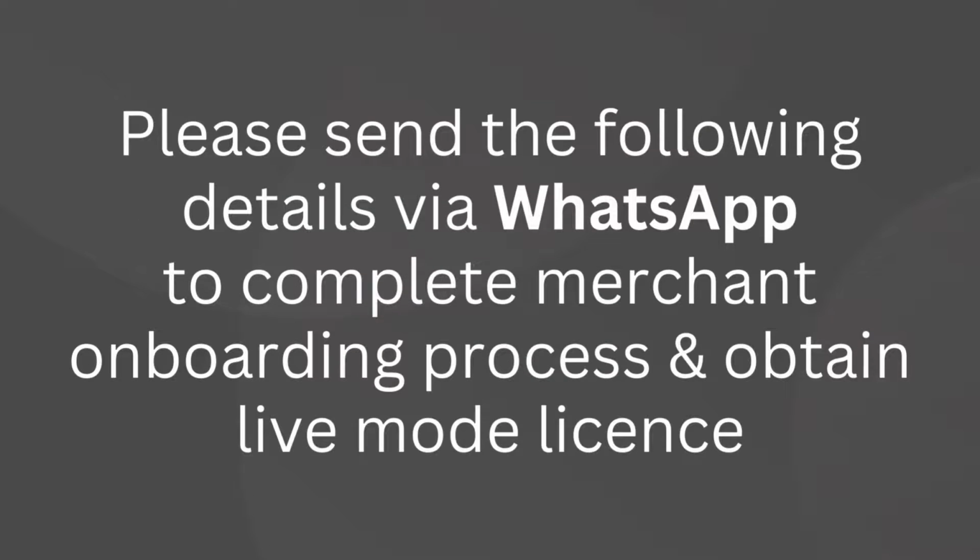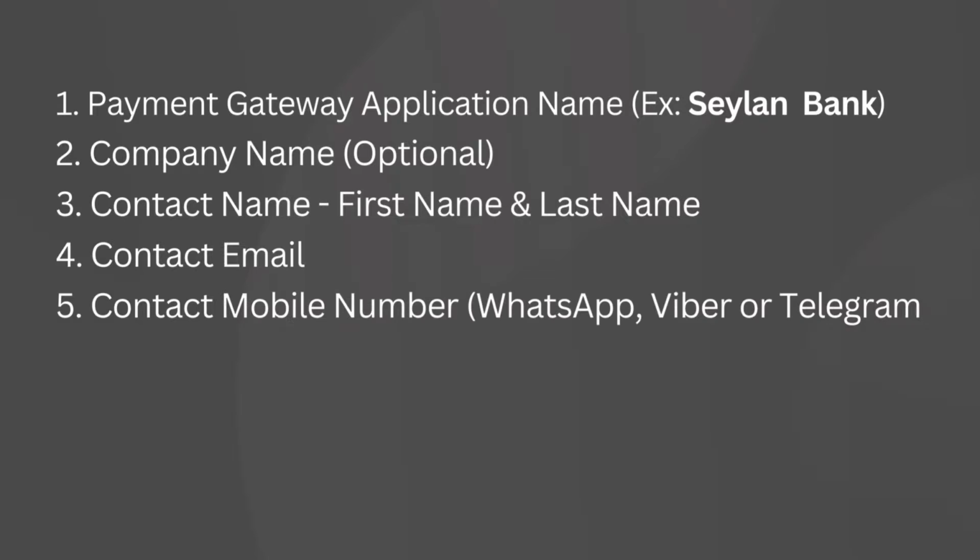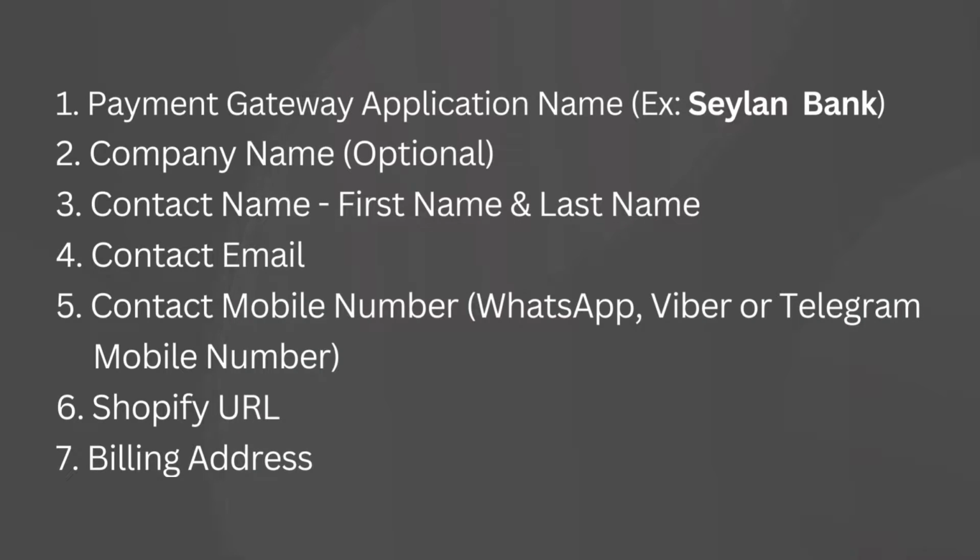Please send the following details via WhatsApp to complete the merchant onboarding process and obtain a live mode license. 1. Payment gateway application name, example, Selan Bank. 2. Company name, optional. 3. Contact name, first name and last name. 4. Contact email. 5. Contact mobile number, WhatsApp, Viber, or Telegram mobile number. 6. Shopify URL. 7. Billing address.